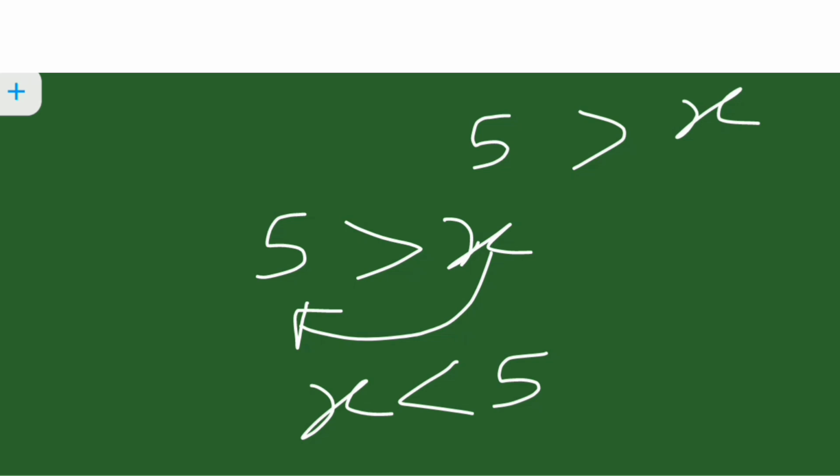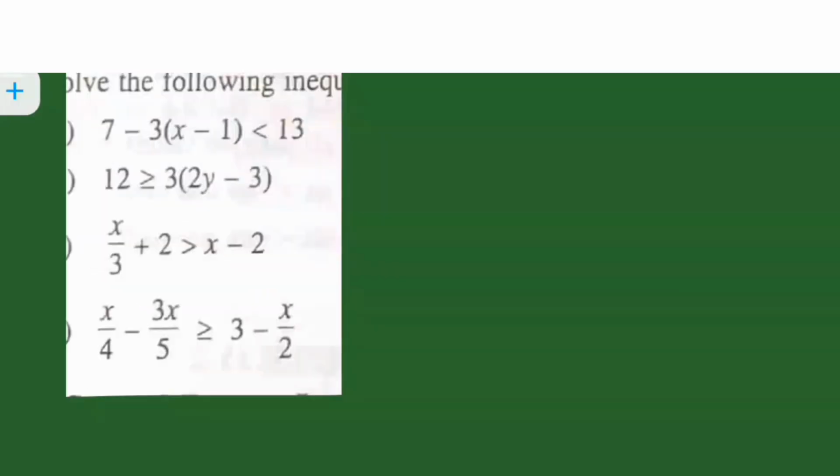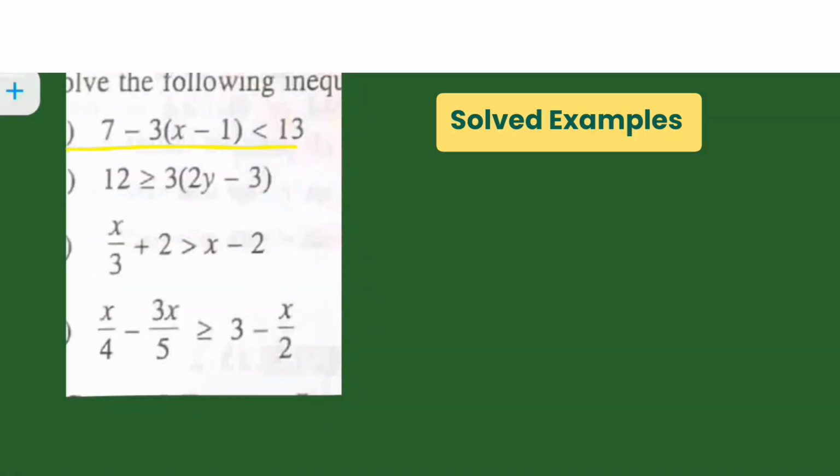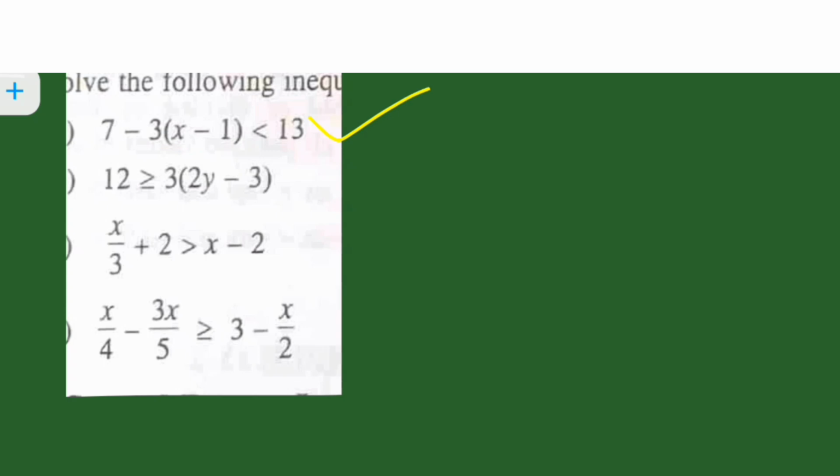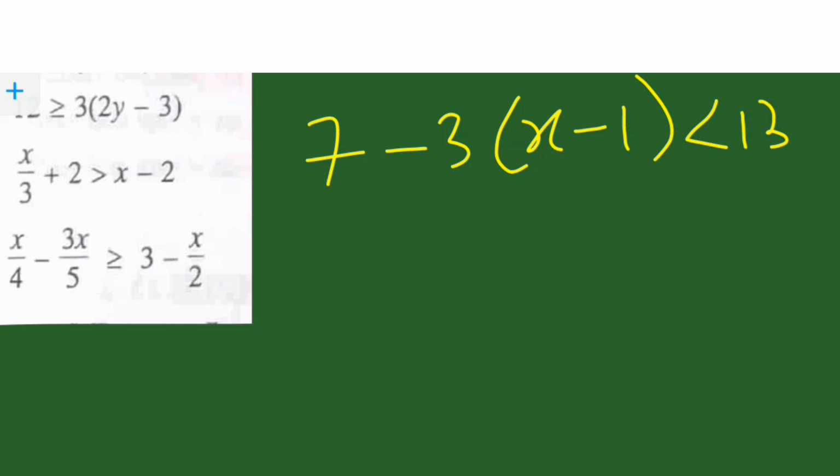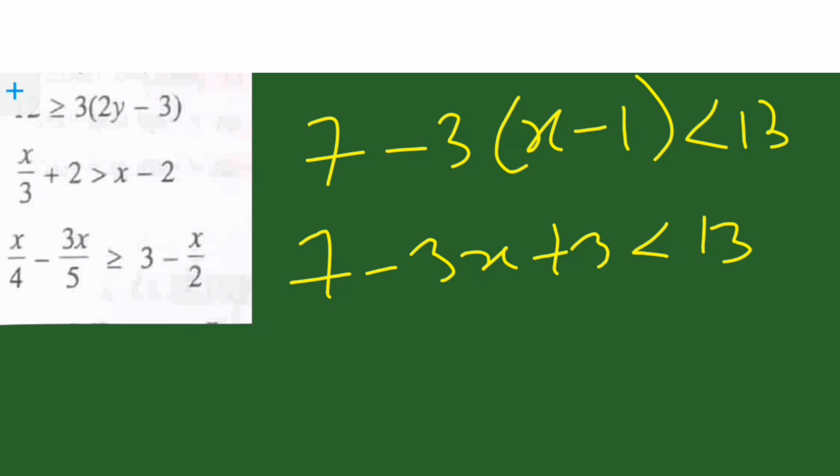So let's take one or two questions before we move to how to represent inequalities on the number line and the graphical method. Look at this question, for example, you have to solve this particular inequality. Okay, this first one here. So let's just quickly represent it. So the first thing to do is just to expand the brackets. Then take the like terms, 7 plus 3 will give 10.